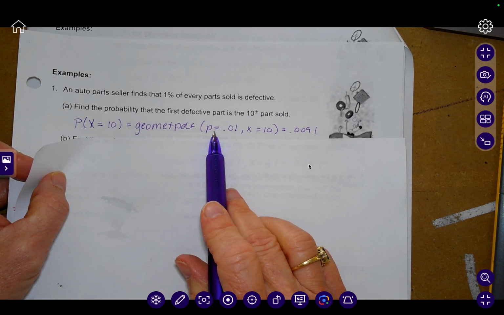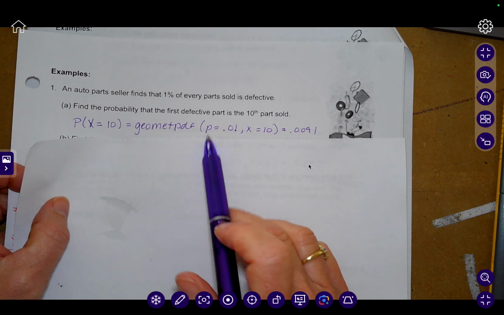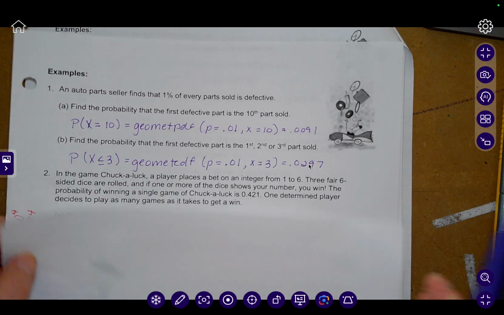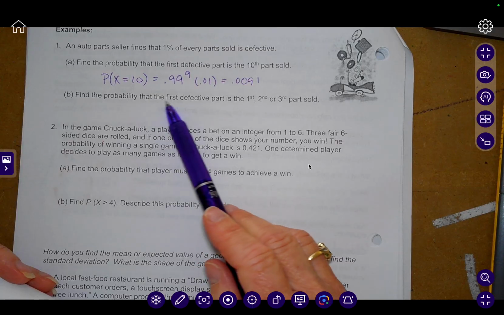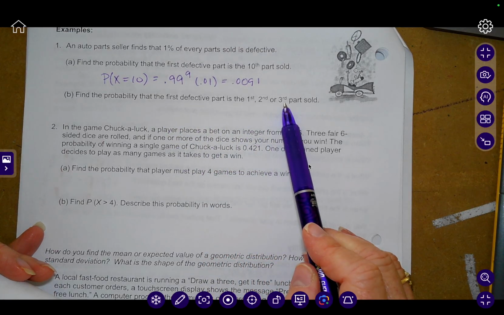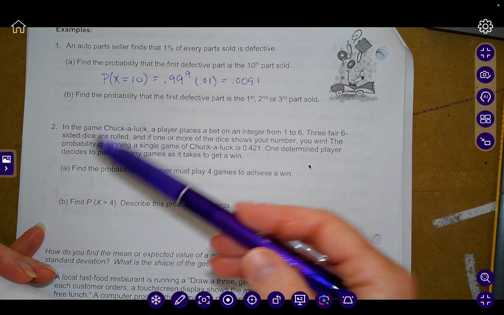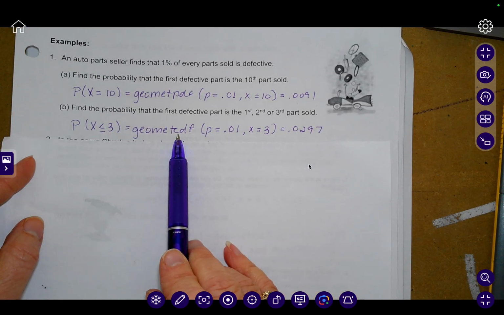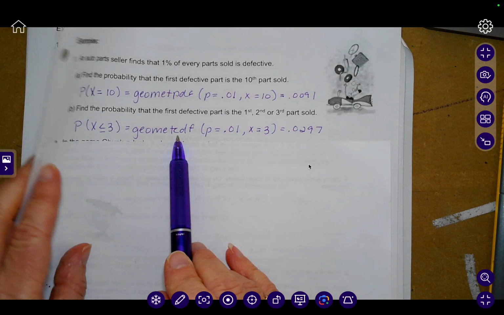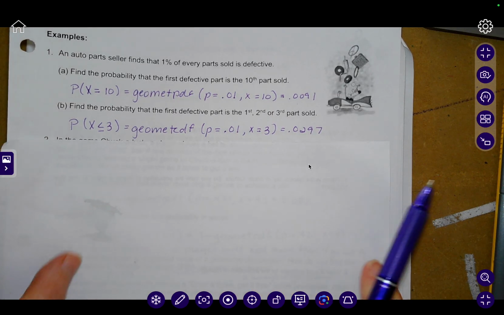And again, if you notice here, I have P and X. If you want to write it vertically, that's fine. I just don't think I gave myself a lot of space there. The next one: what's the probability the first defective part is the first, second, or third part? You can do the first one plus the second one plus the third one. You can also use the CDF function here. CDF, remember, gives you cumulative. So you can use the CDF to get the answer.